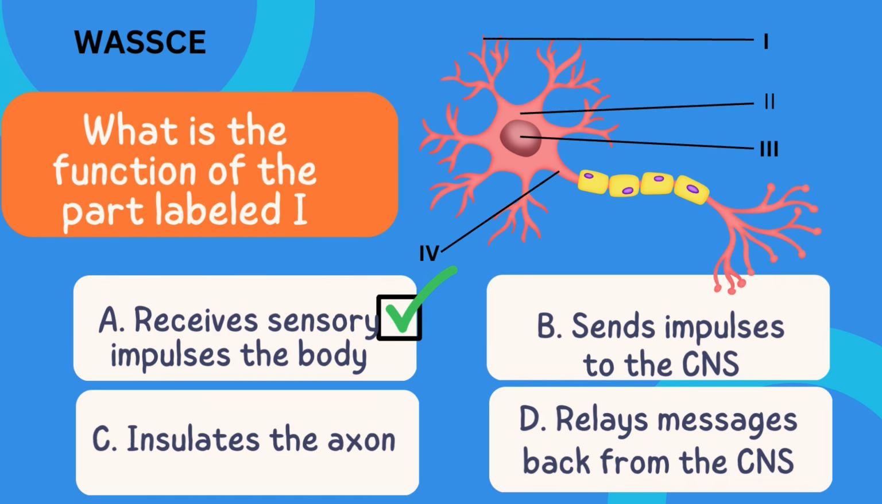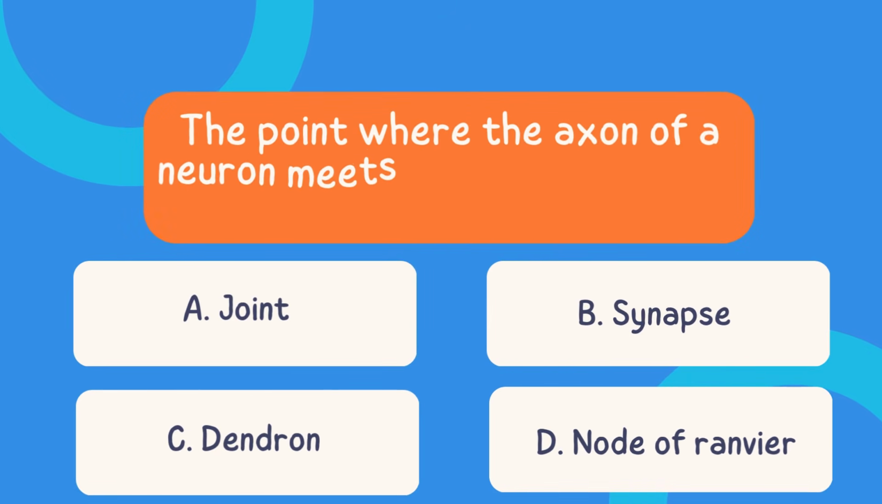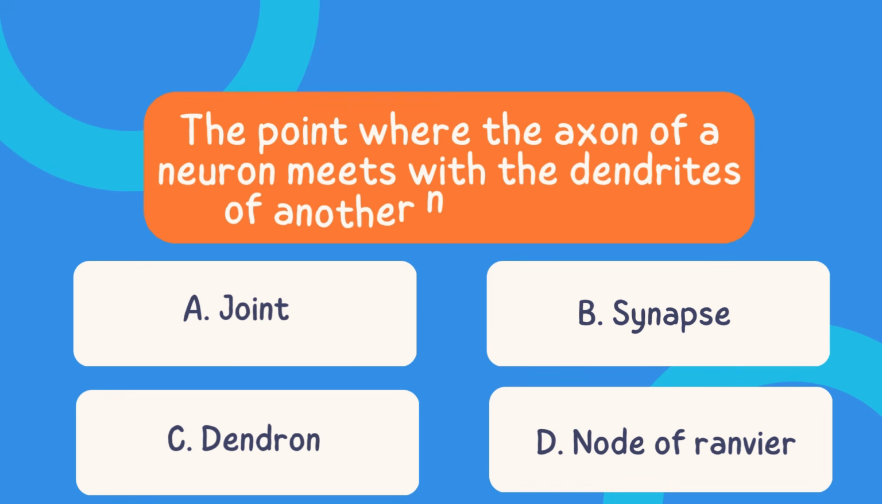This next question was drafted by me, and it says the point where the axon of a neuron meets with the dendrite of another neuron is called A. Joint, B. Synapse, C. Dendron, and D. Node of Ranvier. What do you think the part is called?